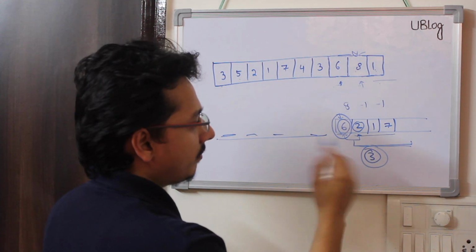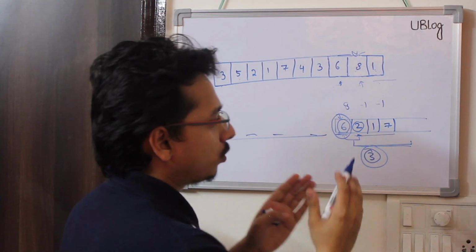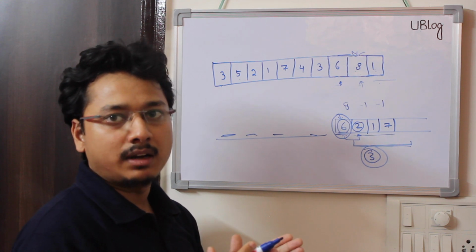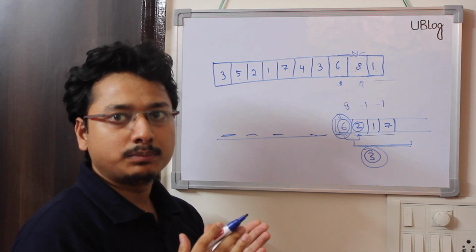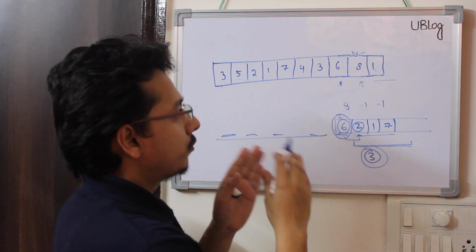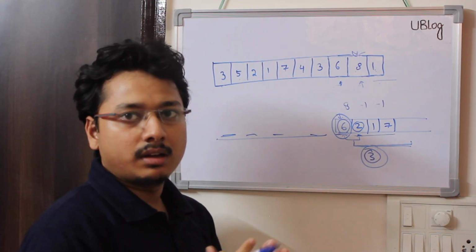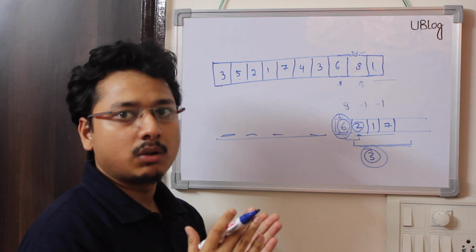So for every element, we need to store all the elements which are greater than that element. That reduces our set, like this. Basically, for every element we are storing the elements which are greater than that element and present on the right-hand side.